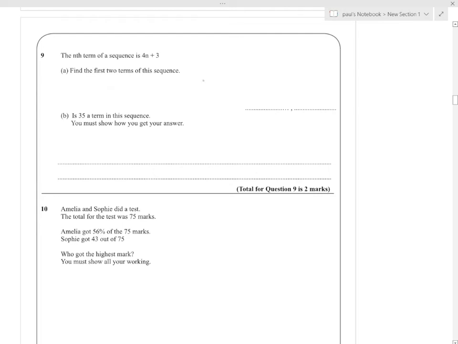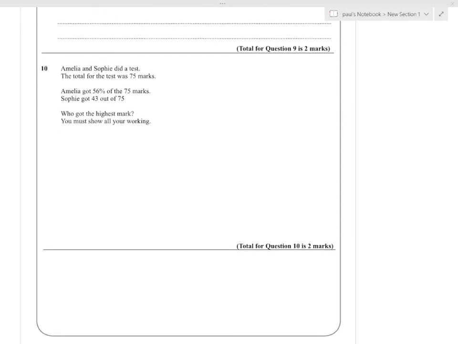The nth term of a sequence is 4n plus 3. Find the first two terms of the sequence. Well, the first two terms are 1 and 2. So we replace the n with the number 1, and then we do it again by replacing it with the number 2. So it's 4 times 1, I'll put a bracket around there, plus 3, which is 4 plus 3, which is 7. And then the second term is 4 times 2 plus 3, which is 8 plus 3, which is 11.